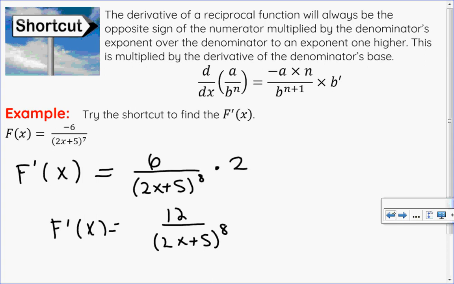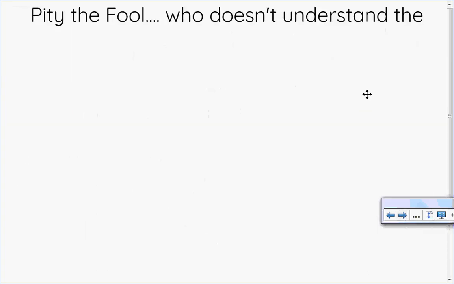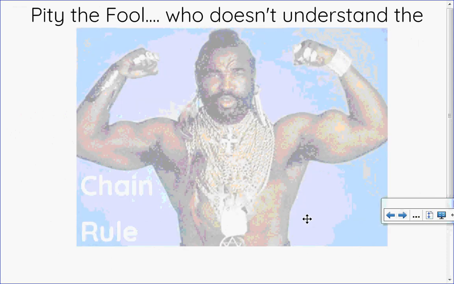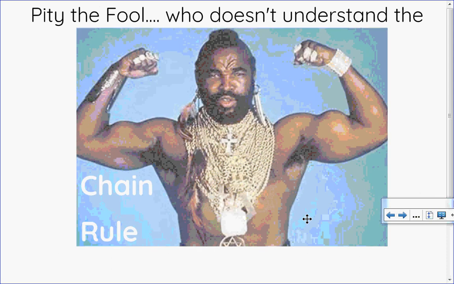So I just want to end this lesson on chain rule in the words of Mr. T. Mr. T says, "I pity the fool who doesn't understand the chain rule." Well said, Mr. T.